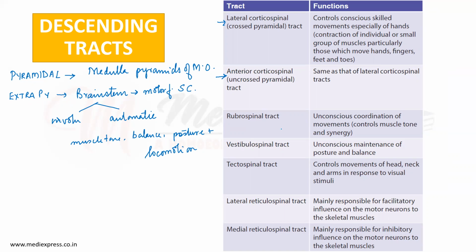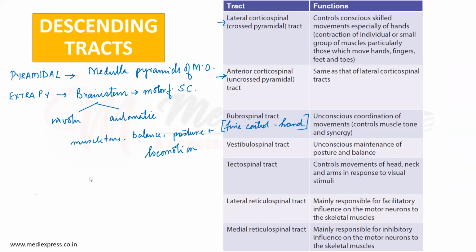Now, coming to the rubrospinal tract, remember, unconscious coordination of the movements. This is what happens. Unconscious coordination of the movements is by the rubrospinal tract. Okay. Now, exactly what happens is it plays the fine movements, fine control of hand movements. This is one of the important actions of the rubrospinal tract.